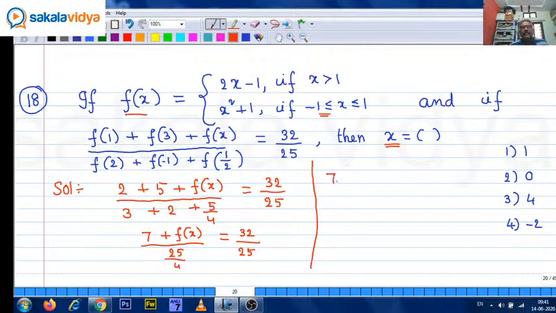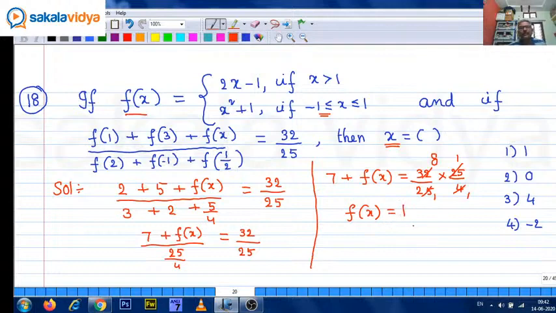Cross multiplication: 7 plus f of x equals 32 upon 25 multiplied by 25 upon 4, because we are cross multiplying. Here 25 cancels with 25, 4 into 8, this will be 8. So we get f of x is equal to 8 minus 7, which is 1.